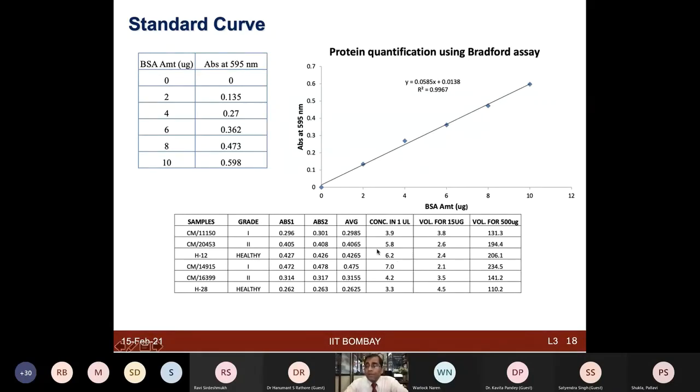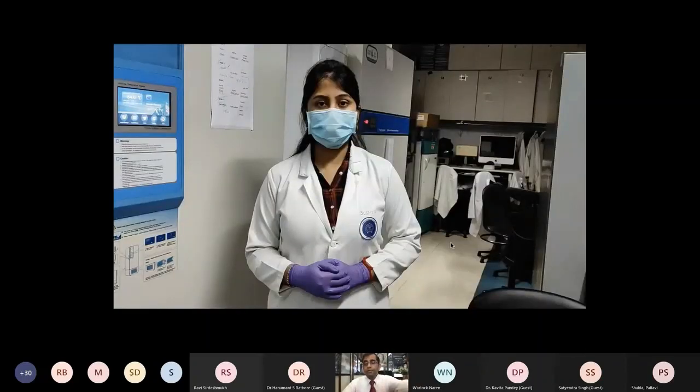And then depending on how much volume you have taken for quantification, you can make it per microliter, and then choose accordingly how many microliters you need for different applications, for 50 microgram, 30 microgram, 5 microgram, likewise. Let me show you this clip of demonstration for the Bradford assay from the lab.